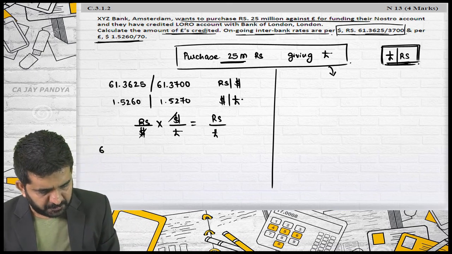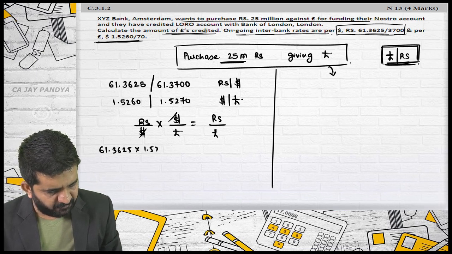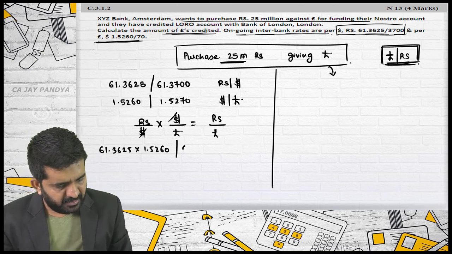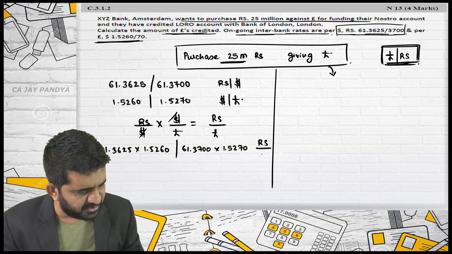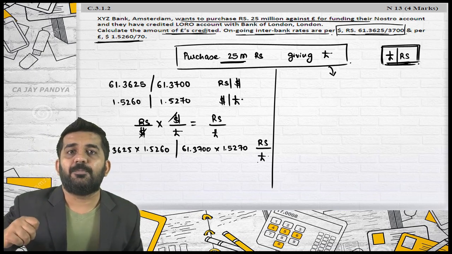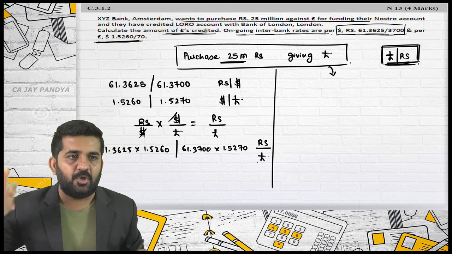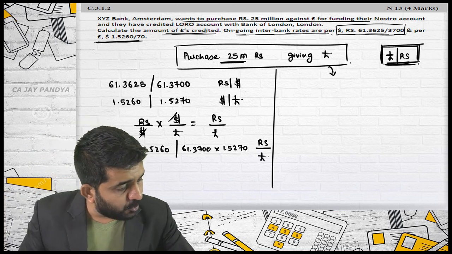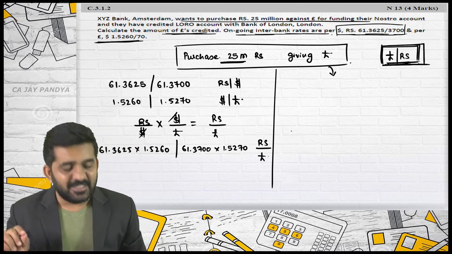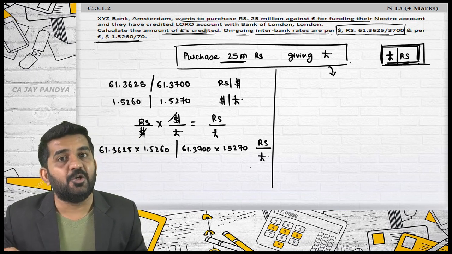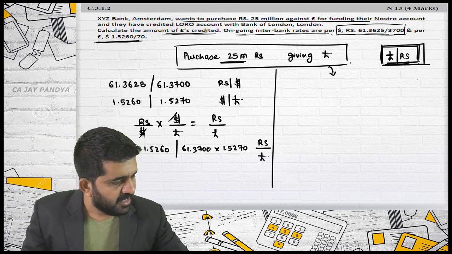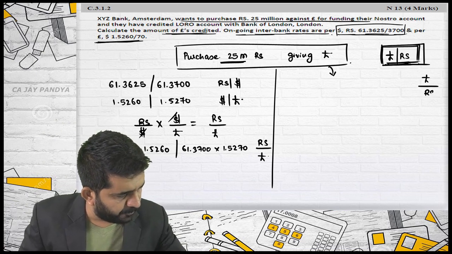What will be the rupees per pound rate? 61.3625 multiplied by 1.5260 / 61.3700 multiplied by 1.5270, and this rate will be rupees per pound. I have not done the reciprocal of anything. But sir, what is required is pound per rupees, and this is rupees per pound. Rupees per pound can easily be converted into pound per rupees if you know the logic. I am finding out the rate of pound per rupees.